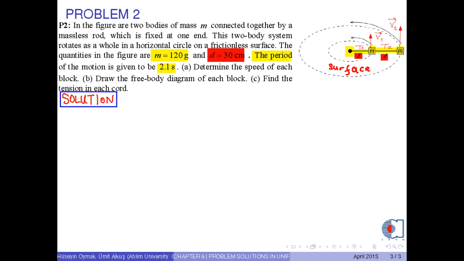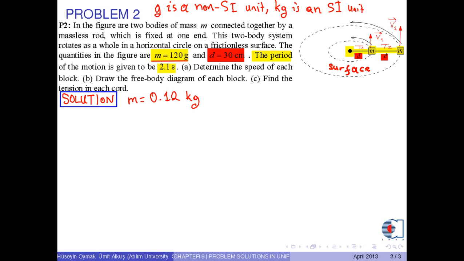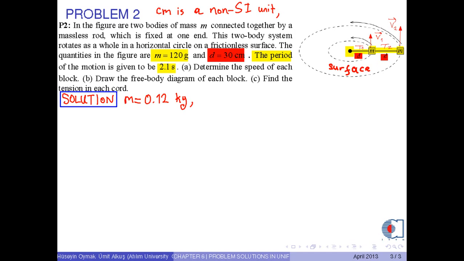First, we are given mass m as 120 grams, where gram is a non-SI unit. So, it has to be converted into kilograms, which is an SI unit, as 0.12 kilograms. The quantity d is given as 30 centimeters, a non-SI unit. So it has to be converted into meters as 0.3 meters. And period T is given to be 2.1 seconds, which is already an SI unit.